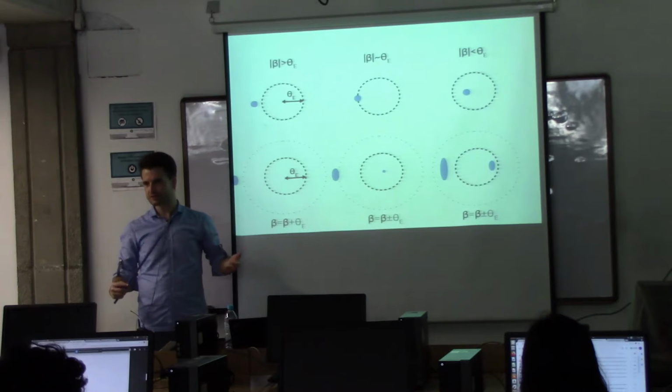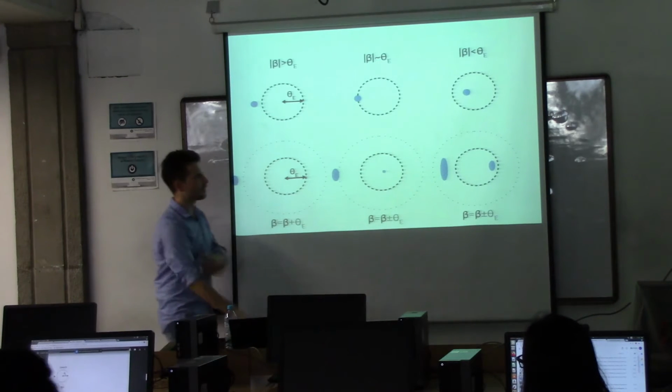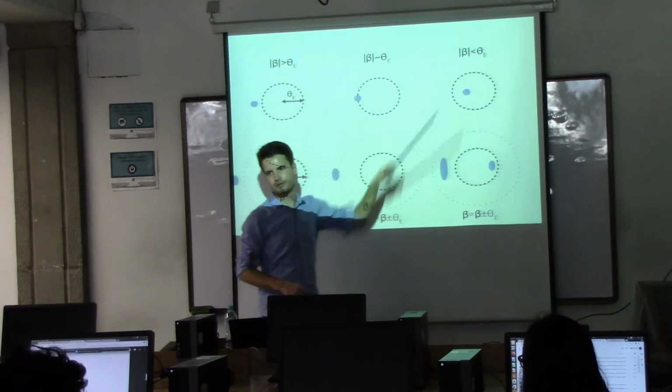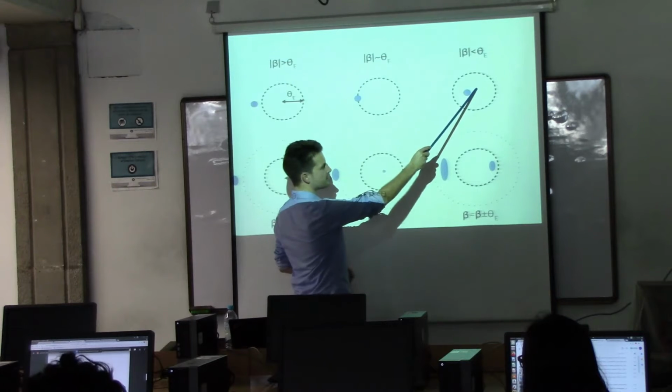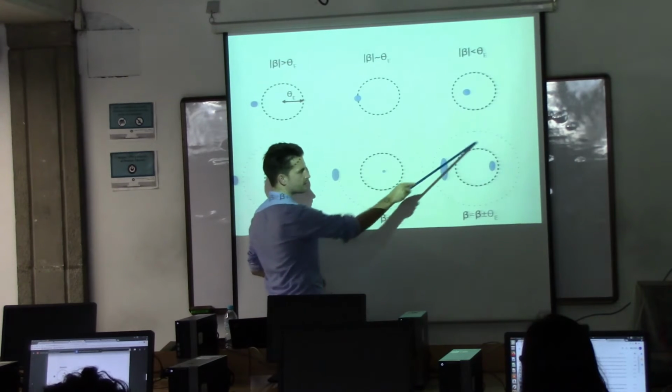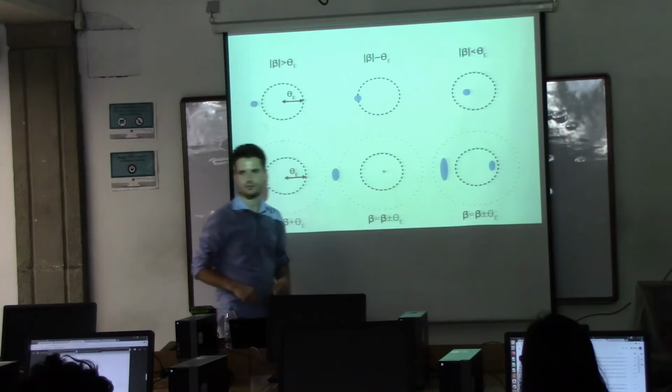And then, of course, there is the final solution that we just discussed, which is what happens if beta equals 0. And as you can expect, then the source is completely in the center, and you form a nice Einstein ring with a radius of 1 Einstein radius.